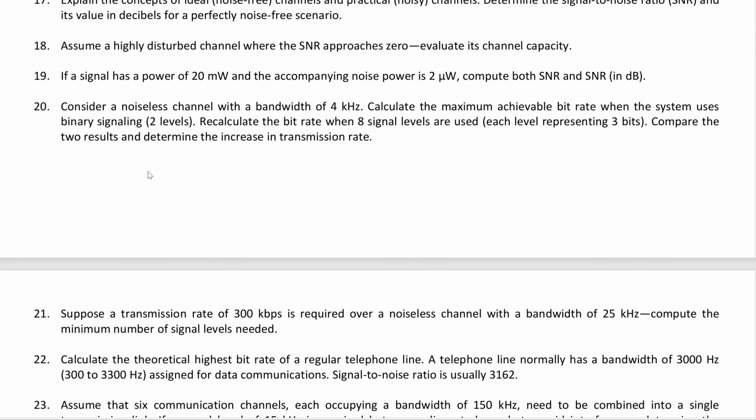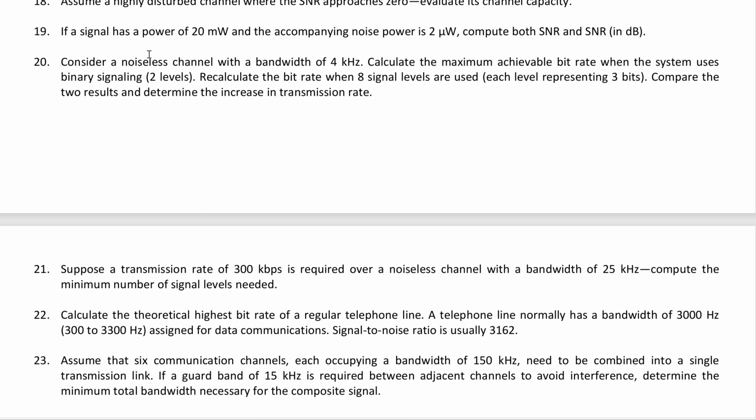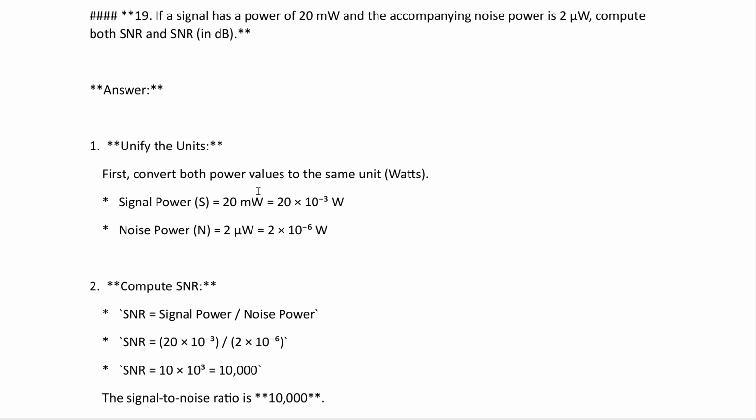Now we come to question number 19. Question number 19 says, if a signal has a power of 20 milliwatts and the accompanying noise power is 2 microwatt, compute both signal to noise ratio as well as signal to noise ratio in decibel, right?